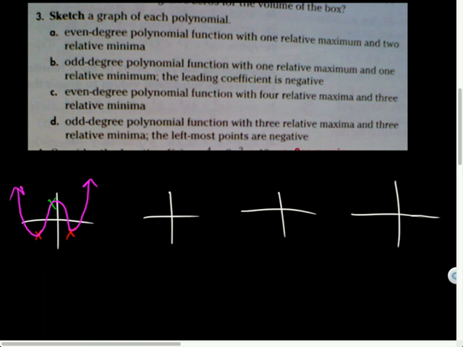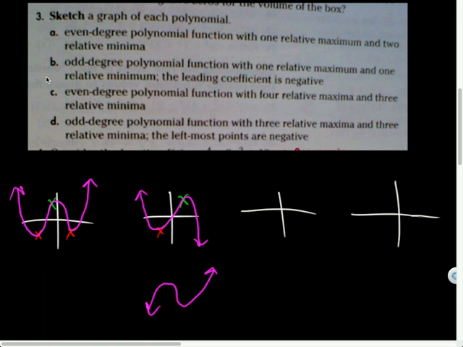Odd degree polynomial with one relative maximum and one relative minimum. The leading coefficient is negative. So let's see, I did happen to do this in the right order. If it's a negative leading coefficient, it's coming down, and then up, and then down. We did it like that, but the arrow is this way on the right-hand side, instead of going like this, it's going like this.